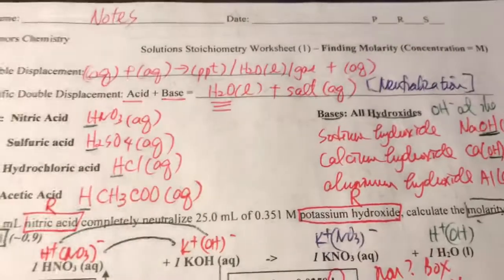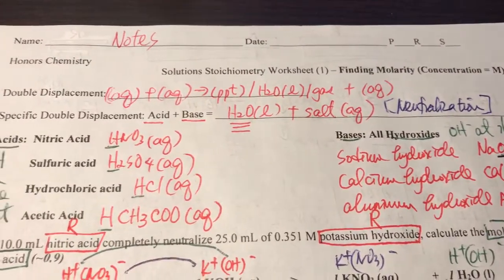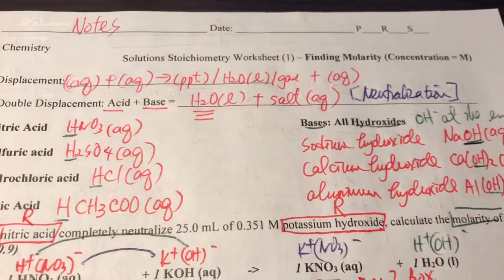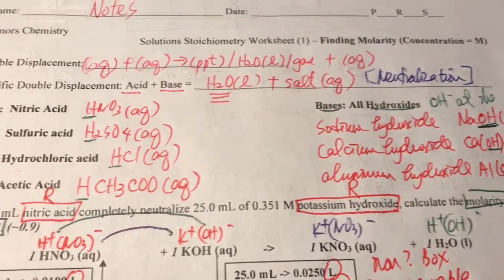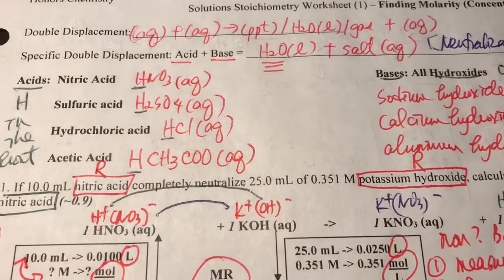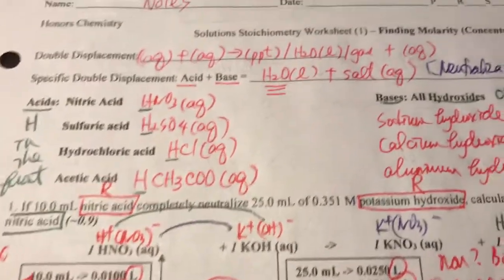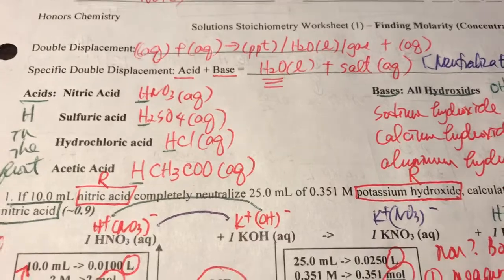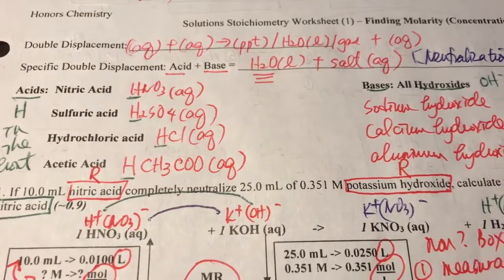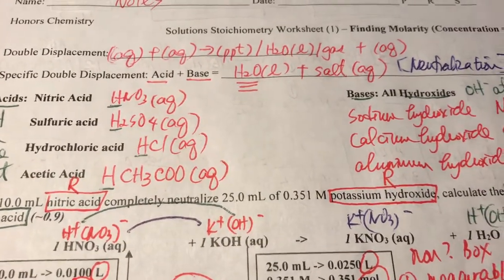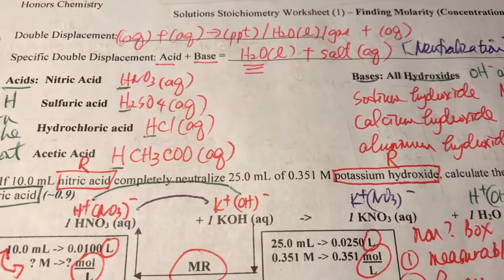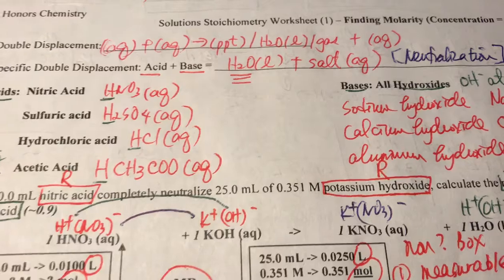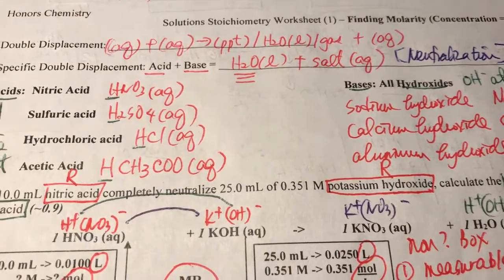Right, so right now I'm doing solution stoichiometry worksheet 1, which is finding the molarity, or the concentration. This worksheet is not just for double displacement, not just for neutralization. I'm just telling you acid and base is one kind of neutralization. And if acid and base react, water must be formed. Water is one of the liquids.